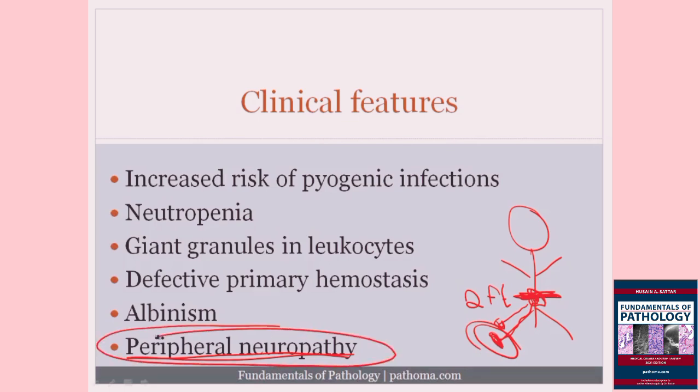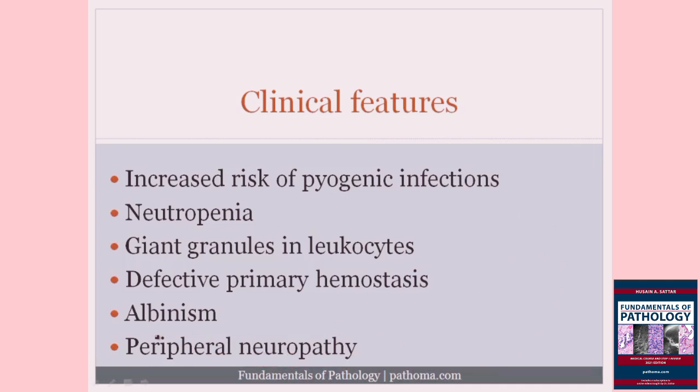I've simplified it a bit, but it's good enough for general principles and creating global ideas within your mind. So, these are the key features of a disease called Chediak-Higashi syndrome, and it's something very high yield, something that we should be familiar with.